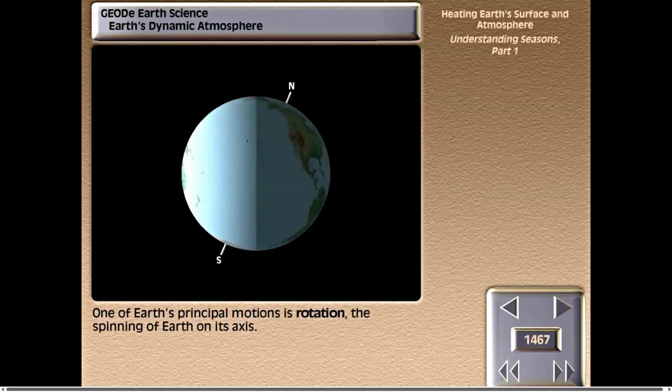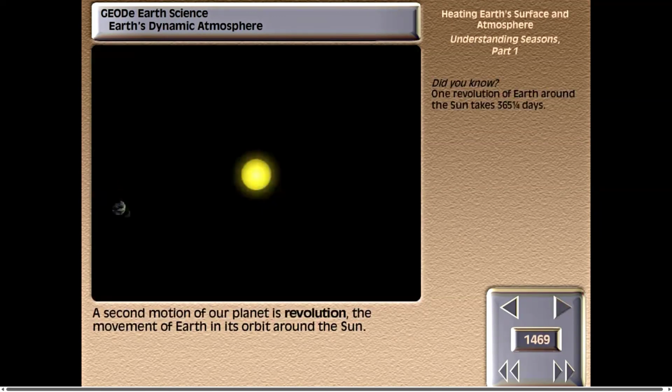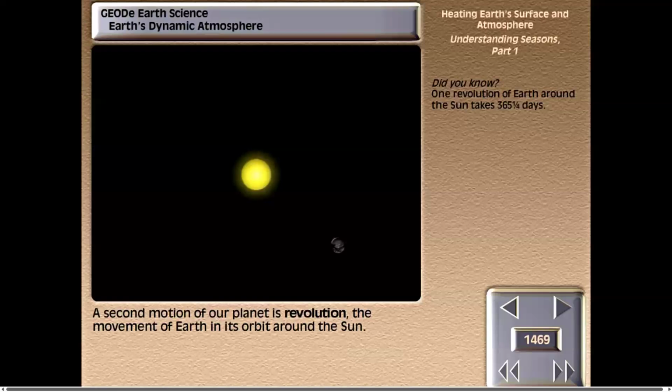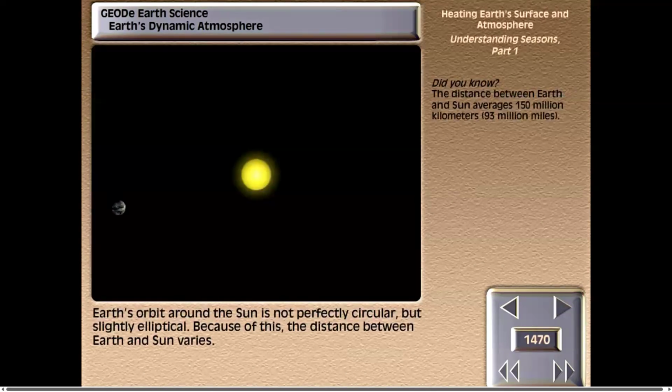One of Earth's principal motions is rotation, the spinning of Earth on its axis. Rotation produces the daily cycle of daylight and darkness. One rotation takes about 24 hours. A second motion of our planet is revolution, the movement of Earth in its orbit around the Sun. Earth's orbit around the Sun is not perfectly circular, but slightly elliptical. Because of this, the distance between Earth and Sun varies.